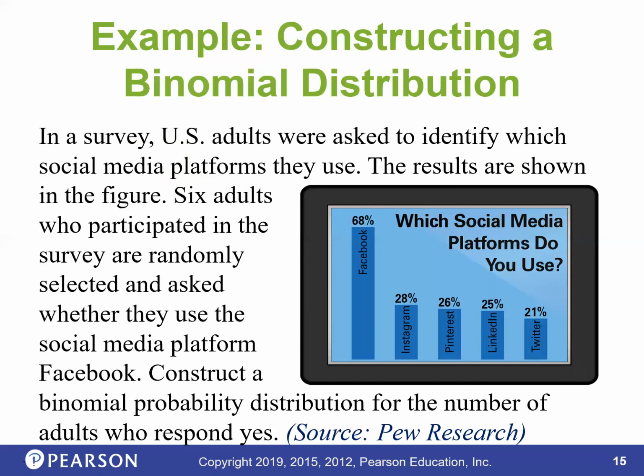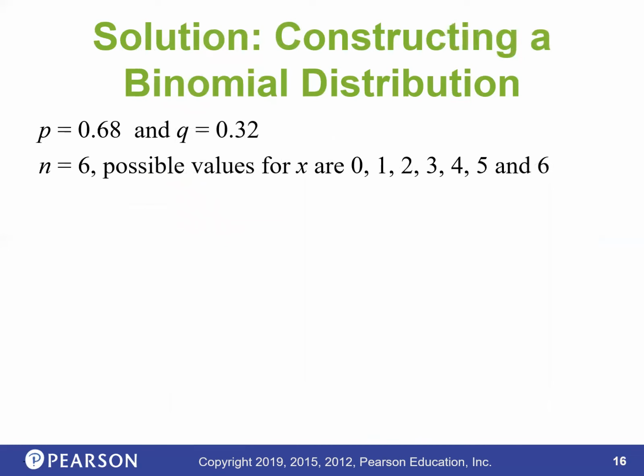So let's go with it and see if this makes sense. The p-value of success is 0.68. That means the q value would have to be 0.32. Since we have 6 adults, there are 6 possibilities of success. And this one's big. We're going to have to calculate each one of them at x equals 0, x equals 1, x equals 2, x equals 3, and so on, because we're trying to make a full distribution.